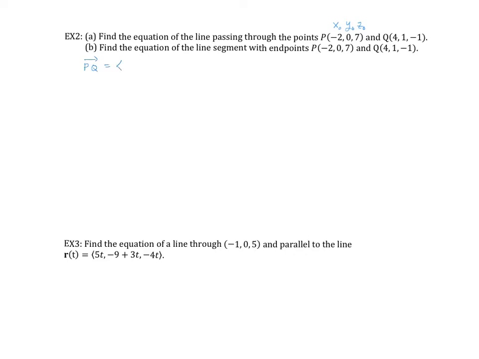which means I'm going to take Q and subtract P. So 4 minus a negative 2 would give me a positive 6. 1 minus 0 is positive 1. And then -1 minus 7 would give me a -8. So this is my direction vector. This is like your A, your B, and your C.